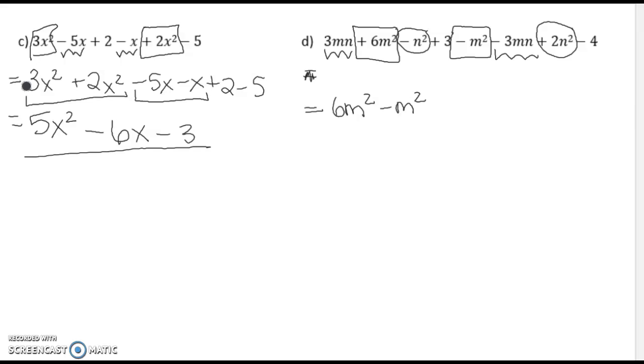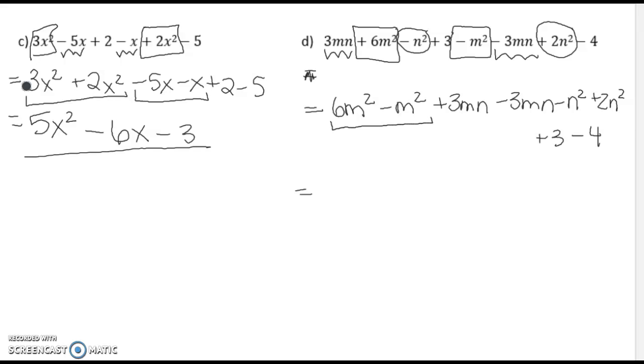Now let's go to our mn's. So we have 3mn. That's a positive 3mn since there's nothing there. Oh, minus 3mn. Now we have minus n squared plus 2n squared. Oh, we're getting a little short on room, plus 3. Let's do it down here. And then minus 4. Move this over. Okay, so we're going to simplify.